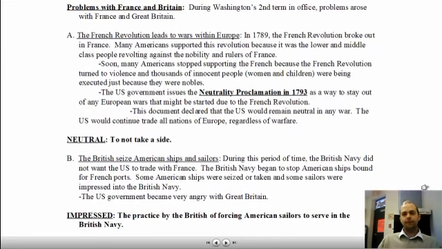That word, to put soldiers or sailors into work for another country, is called impressed. And that's the practice by the British of forcing American sailors to serve in the British Navy. And that is going to be a practice that causes all kinds of chaos in British-American relations.